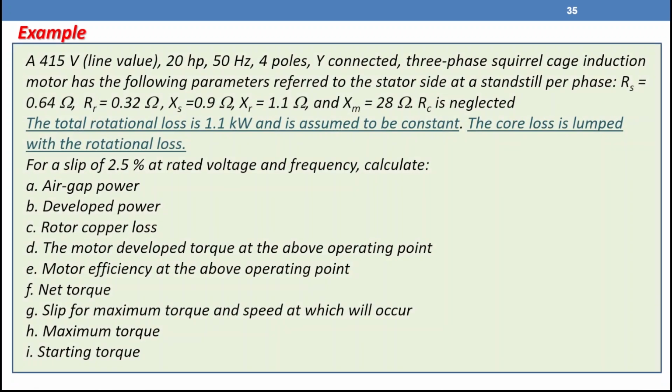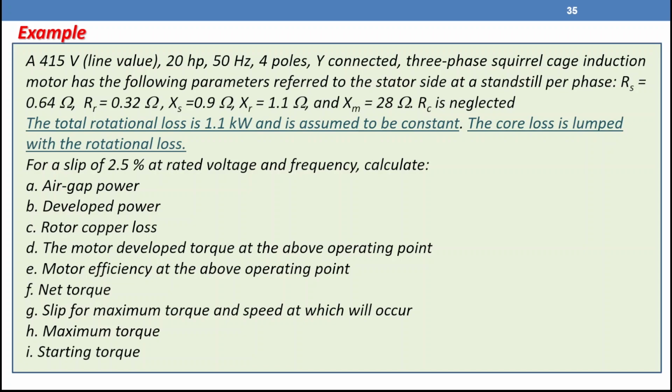Example: a 415 line value, 20 horsepower, 50 Hz, 4-pole, star-connected, 3-phase squirrel cage induction motor has the following parameters referred to the stator side at standstill per phase. We know the meaning of standstill, so we can have the rotor resistance physical value. So we have the values for R stator, R rotor, X stator, X rotor, and XM. Notice that I didn't add J for X stator, X rotor, and XM, but when you are going to solve the problem, you need to add the imaginary operator J.